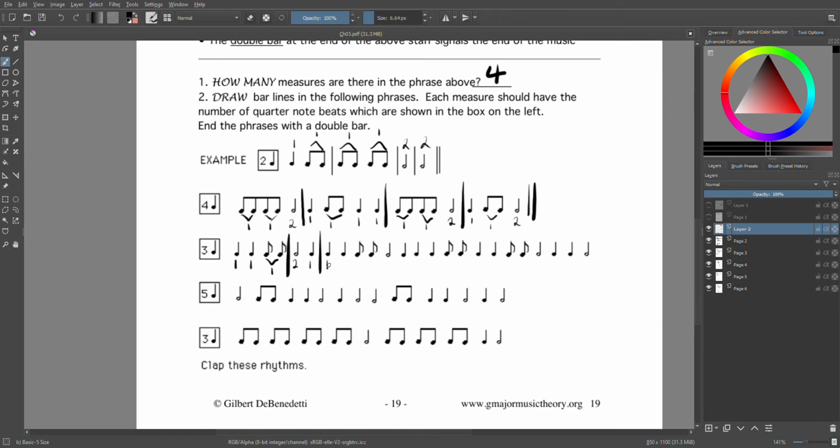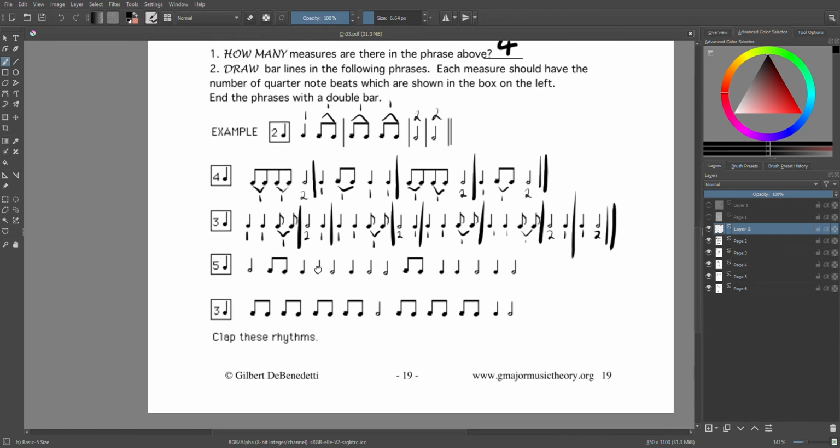Okay, here's 1, 2, 3. Boom. Here's another one. Here's 2, and 1. Boom. 1, 2, 3. Here's another one. And then finally 1, 2, and 3. And then finally 1 and 2. That equals 3. And there's our double bar line.